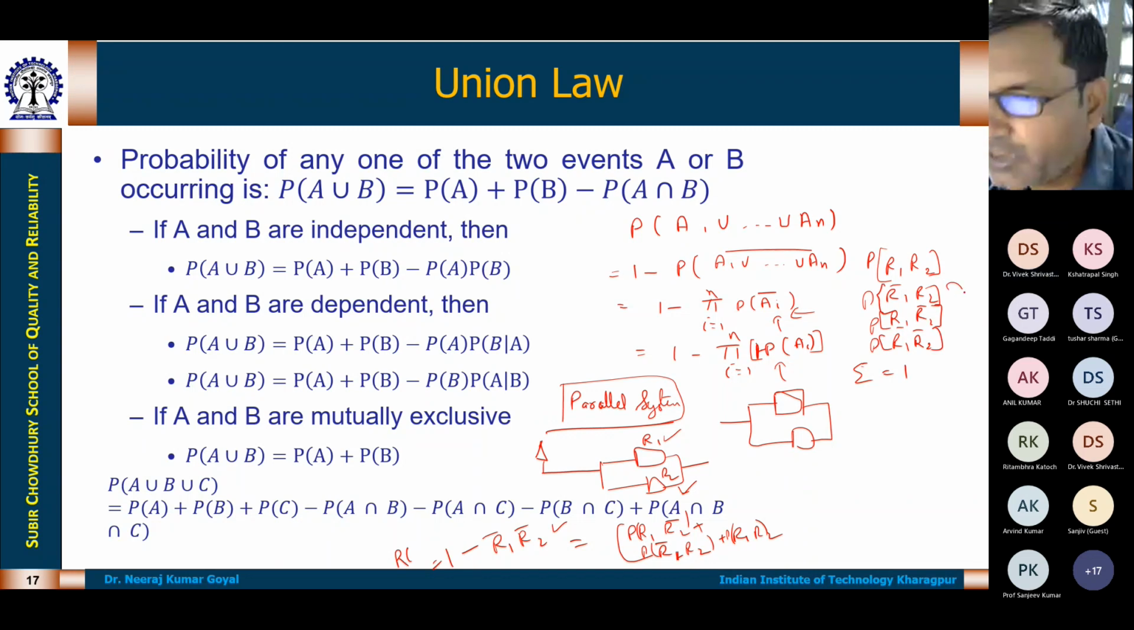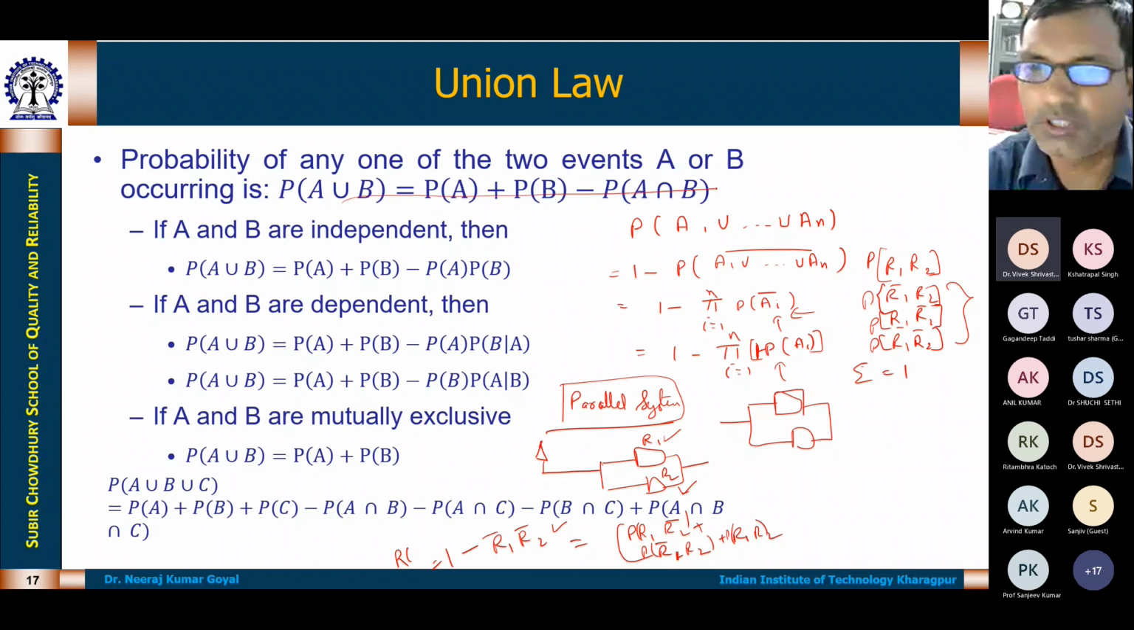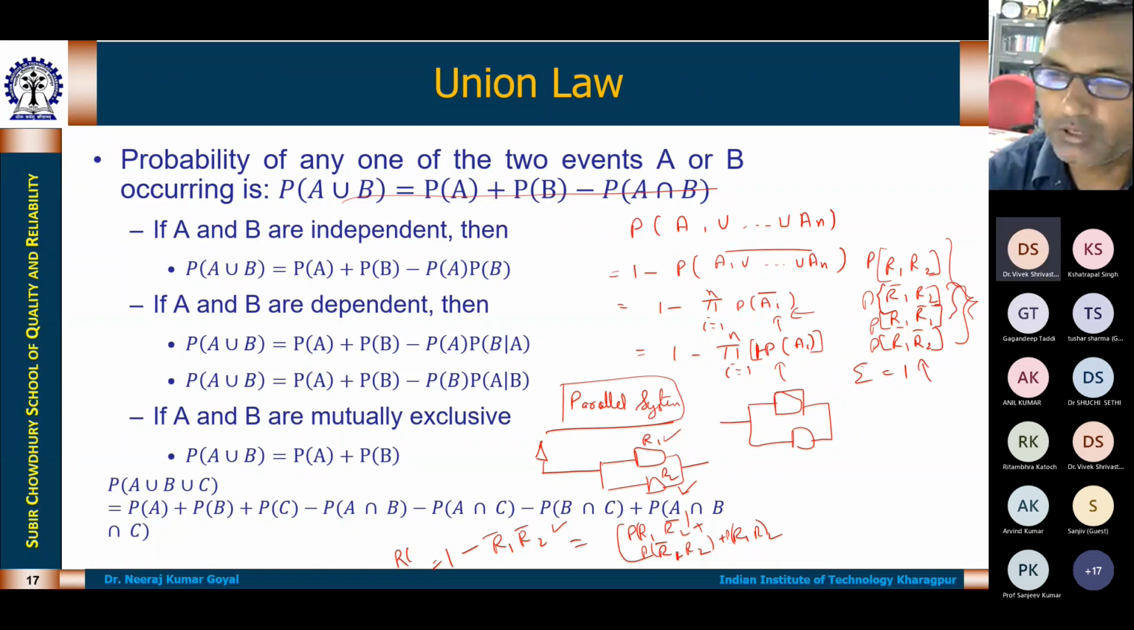So rather than calculating 3 combination, because this will require me to calculate 3 combination, rather than calculating 3, sorry, not these 3, these 3, right? I will calculate only 1 and subtract from 1, and that will give me the required probabilities. So this makes this union law simpler to solve if you are able to convert into this formula.